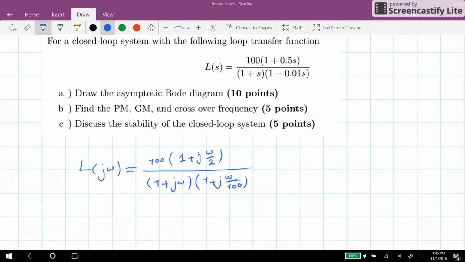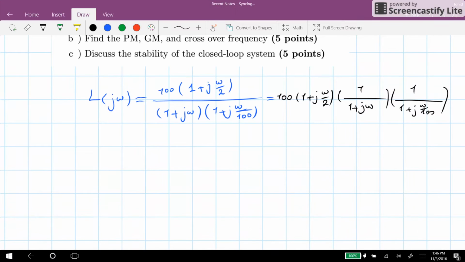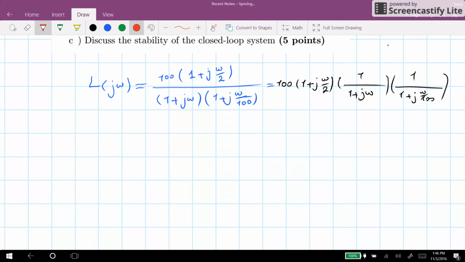So one way to draw the Bode diagram for a system like this is to decompose it into the different components that we have here. So we have a constant value 100, then a zero at minus 2, then a pole given as 1 over (1 + jω), and another pole given as 1 over (1 + jω/100). Then we draw the Bode plot for each one of the components separately, and then we add all of them to each other in order to obtain the overall Bode plot for the system.